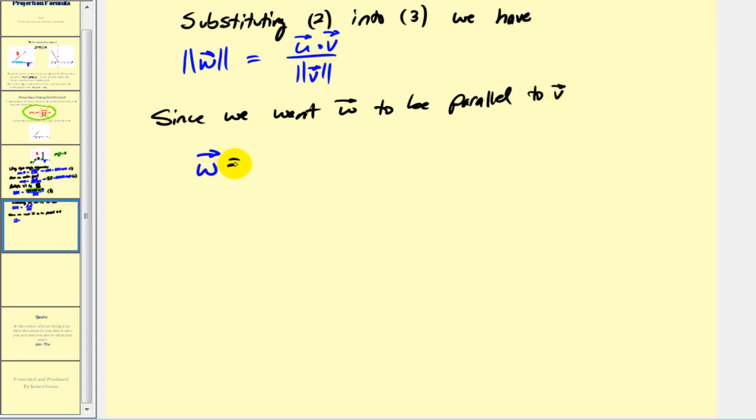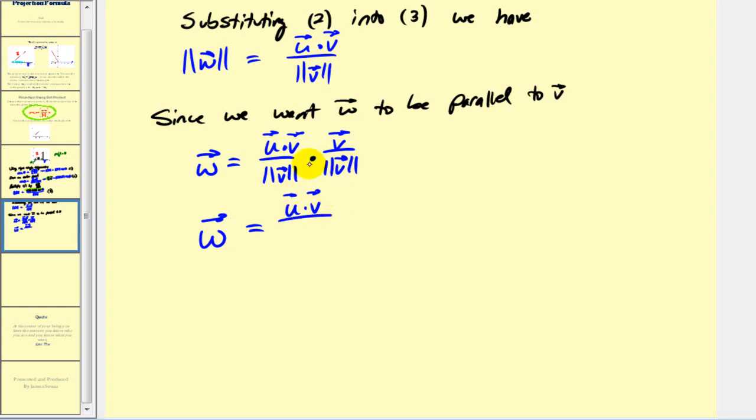So vector w is going to be equal to its magnitude, which we found from this formula here, times vector v normalized. So we'll have vector v divided by its magnitude. And now we have the formula for the projection of u onto v, which is vector w. So we have vector w is equal to u dotted with v divided by the magnitude of v squared times vector v. So we have the projection of u onto v, which is what we were trying to prove.